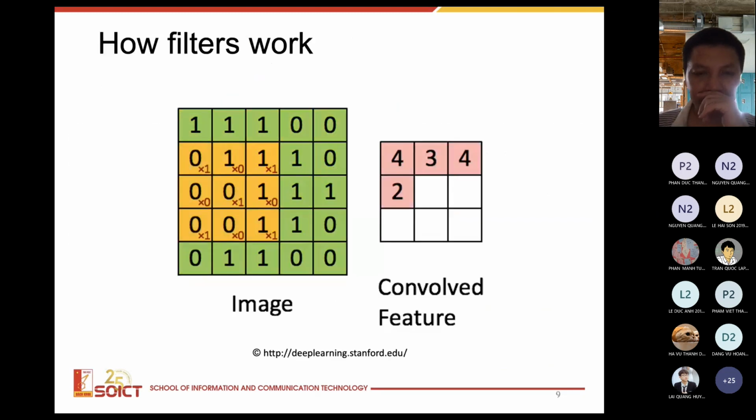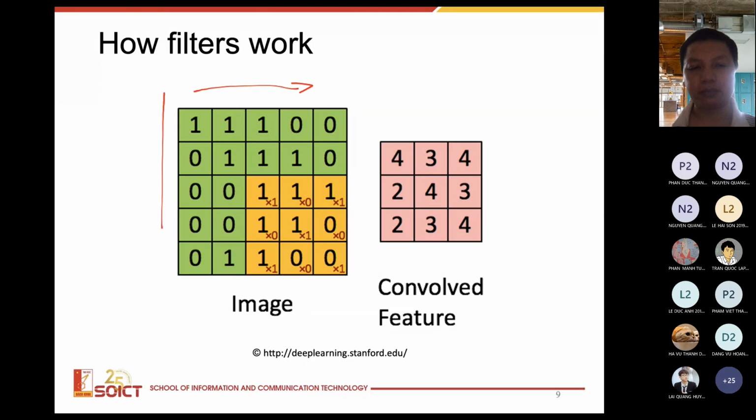Okay, this is the illustration for the work of the filter. We have the input image of size 5 by 5, and we have the filter 3x3, right? So the idea of the filter is to slide over the input from left to right, and also from top to bottom, right? And on the way we slide the filter, we multiply the filter with the corresponding input, and then it will produce the output, right?